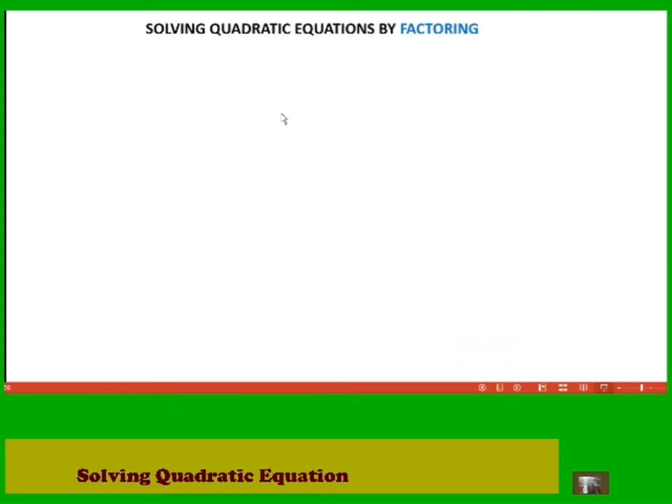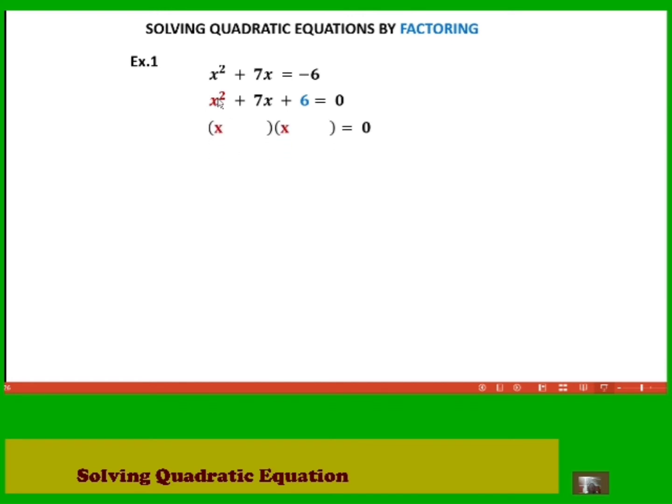Let us solve quadratic equations by factoring. Example, x squared plus 7x equals negative 6. Transfer negative 6 to the left so that the right side becomes 0. So negative when transferred to the left becomes positive. And factor out the left side of the equation.